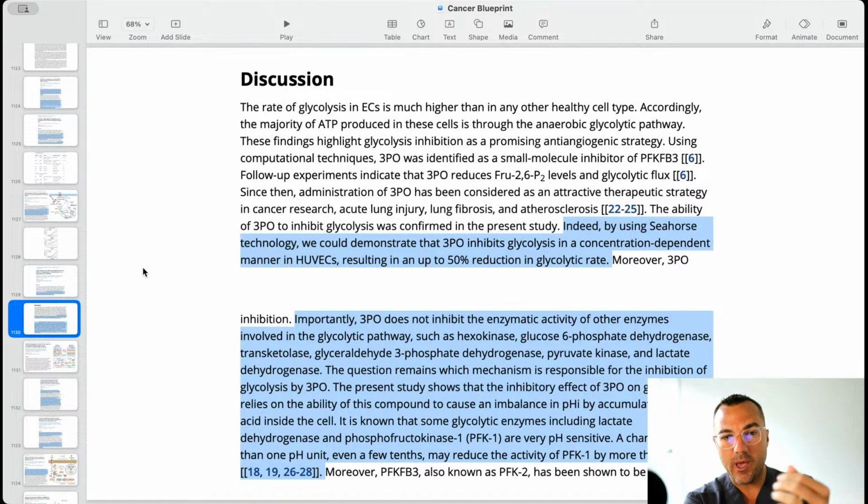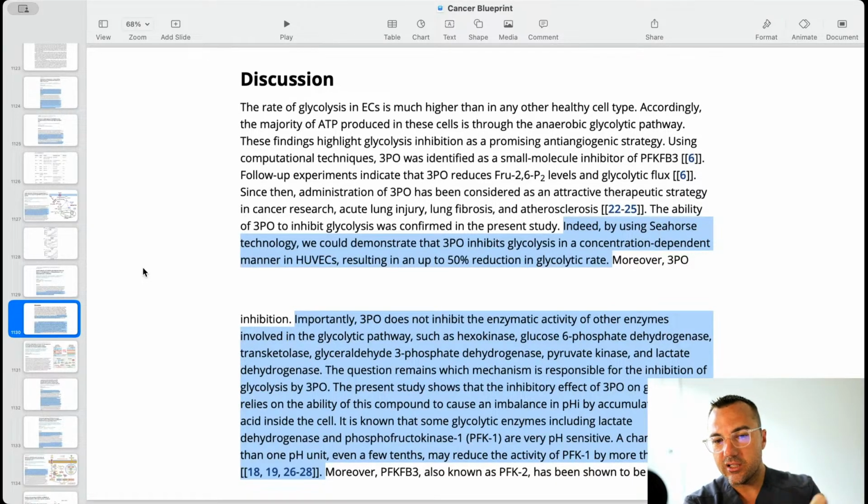In the discussion of that paper, it says that indeed, using Seahorse technology, we could demonstrate that 3PO inhibits glycolysis in a concentration-dependent manner, resulting in up to a 50% reduction in glycolysis. Importantly, 3PO does not inhibit the enzymatic activity of other enzymes involved in the glycolytic pathway, such as hexokinase, glucose-6-phosphate dehydrogenase, transketolase, glyceraldehyde 3-phosphate dehydrogenase, pyruvate kinase, lactate dehydrogenase. The question remains in the mechanism responsible for the inhibition of glycolysis by 3PO.